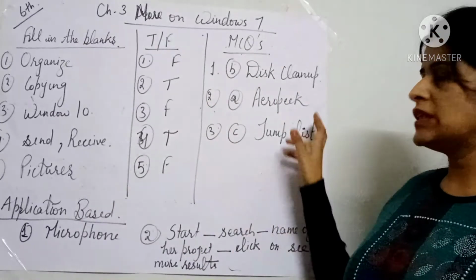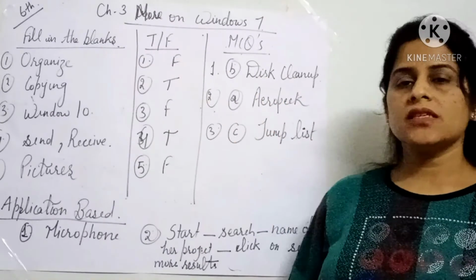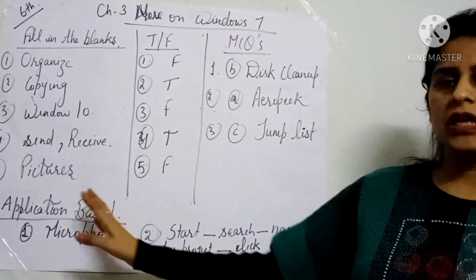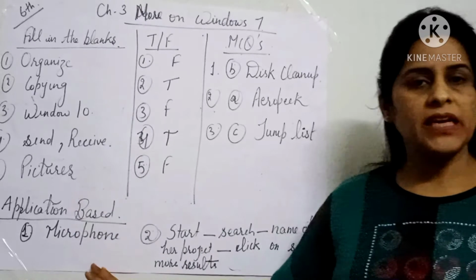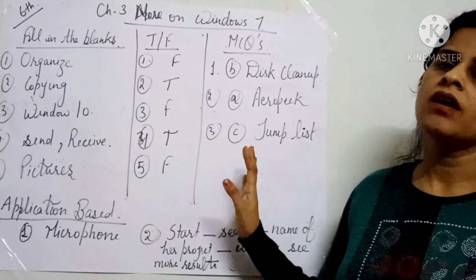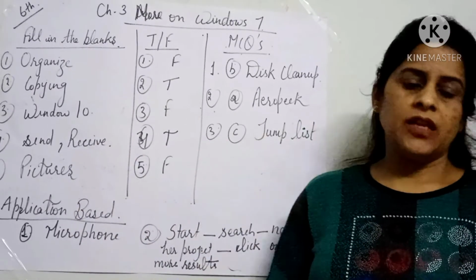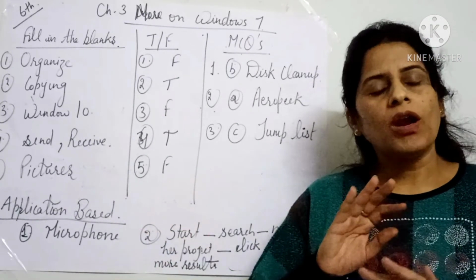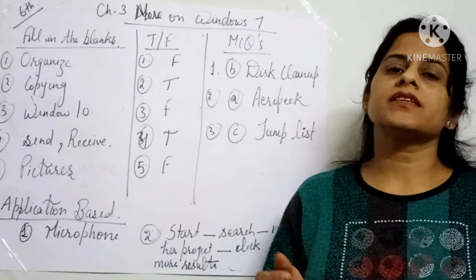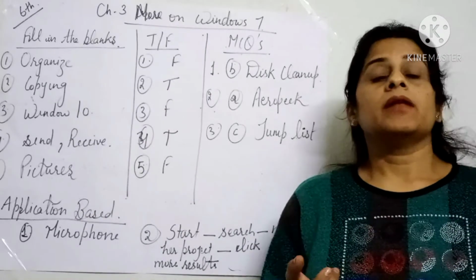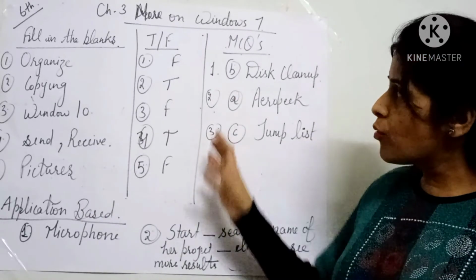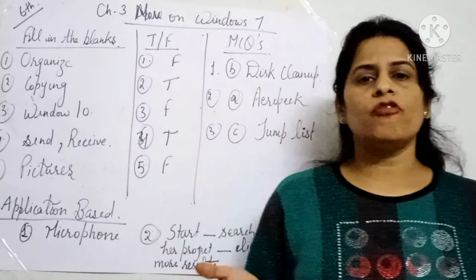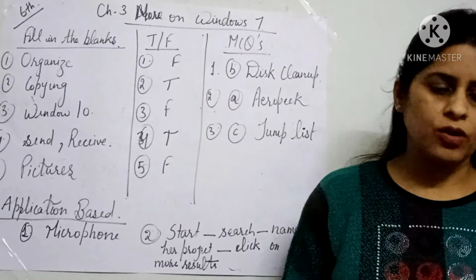This is all about the MCQs. So this is the bookwork of this chapter, chapter 3, more on Windows 7: filling the blanks, true false, MCQs and application based. Please do this in your book. Now next is your question answer. We have already discussed this in my theory part, in my practical part, plus in my bookwork part. Within one line I will explain it and I will send the PDF of it, and you have to complete this work in your notebook.